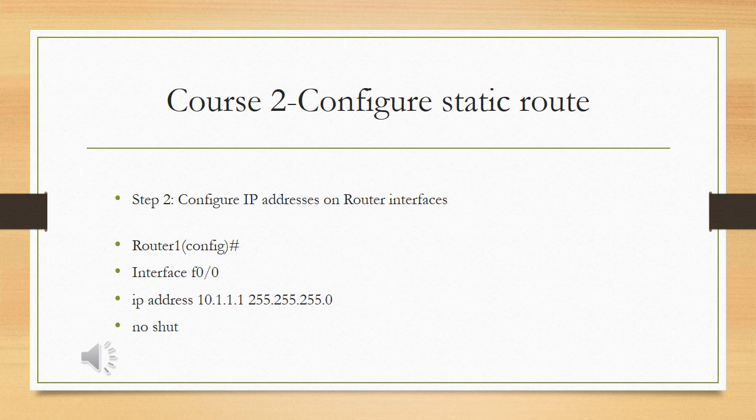Secondly, we're going to configure the IP addresses on router interfaces. The command we're going to use: firstly, enter the interface configuration by typing interface and the number, F0/0 or F0/1. Use the command ip address 10.1.1.1 255.255.255.0, which is the subnet mask. Last line, no shutdown, which means to activate the interface.